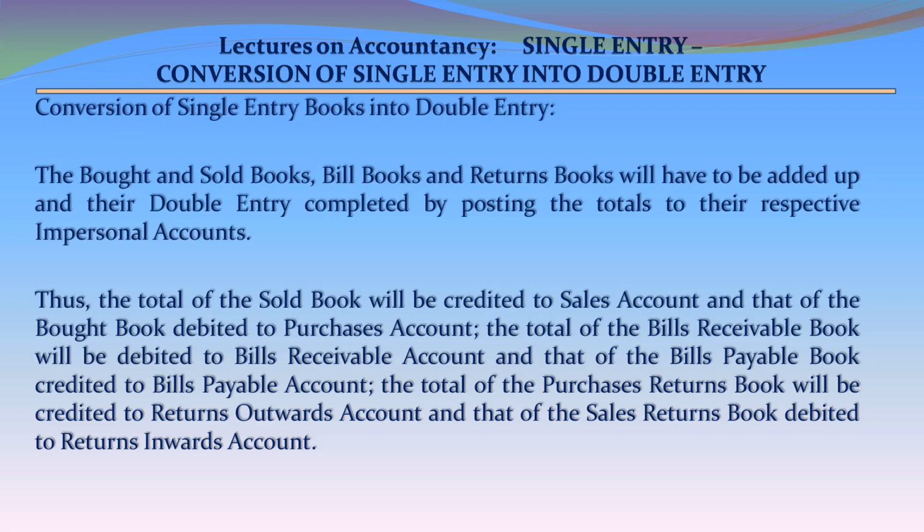Thus, the total of the sold book will be credited to sales account and that of the bought book debited to purchases account. The total of the bills receivable book will be debited to bills receivable account and that of the bills payable book credited to bills payable account. The total of purchase returns book will be credited to returns outwards account and that of the sales returns book debited to sales inwards account.